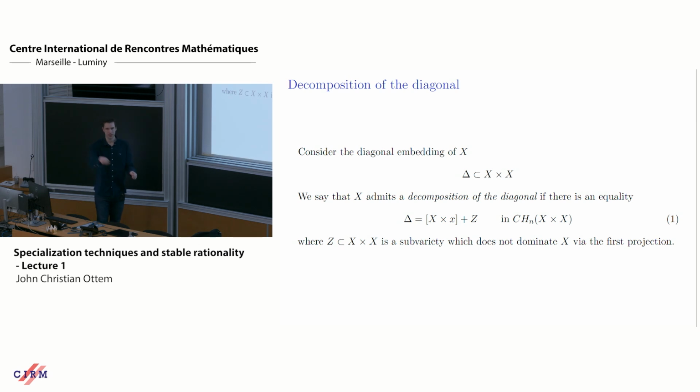So it's a little bit like you take the diagonal and decompose it into a vertical and a horizontal piece. For projective space, this is clear. If you take P1 cross P1, the diagonal is just a (1,1) divisor, so you can just write it as a sum of two fibers. And all projective spaces have this property. But most varieties do not. It's rare that you can decompose the diagonal inside the Chow group in this way.